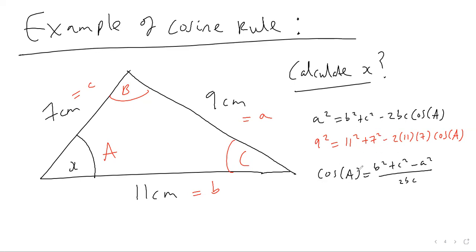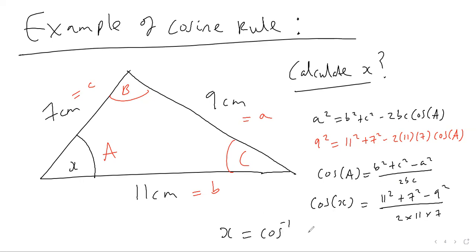So what we can do is just plug our numbers into the formula. So cos of the x value that we want, which is our A there, cos of x is the 11 squared plus the 7 squared, take away the 9 squared, divided by 2 times b, which is 11, times c, which is 7. Then we can work that out on the calculator and do cos inverse to calculate the angle x. So cos inverse of 11 squared plus 7 squared, take away 9 squared, divided by 2 times 11 times 7, and that will give us our value.